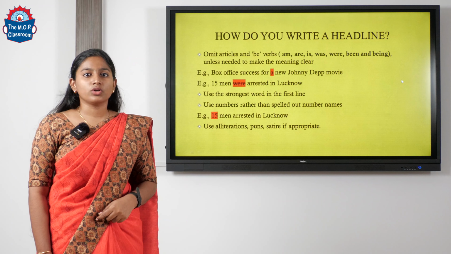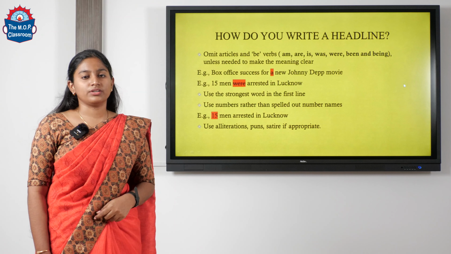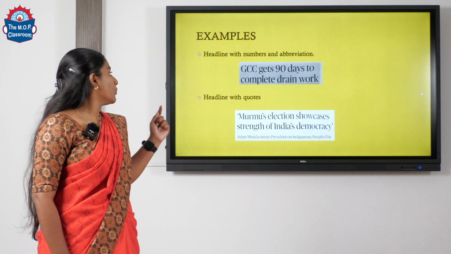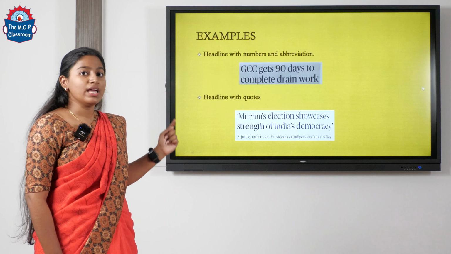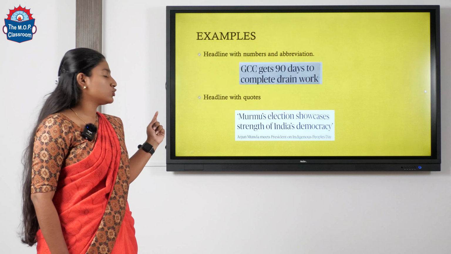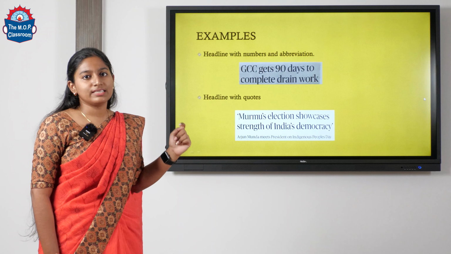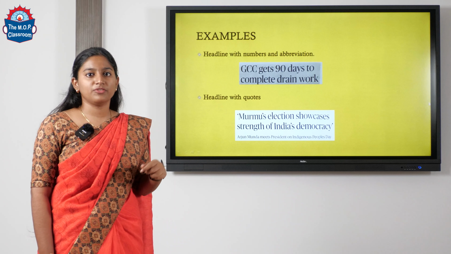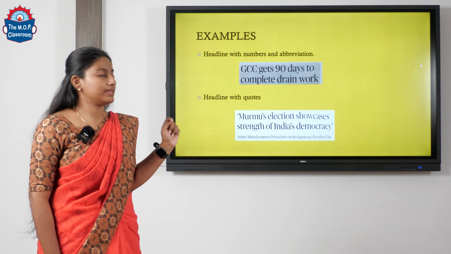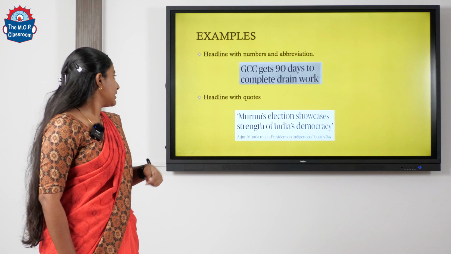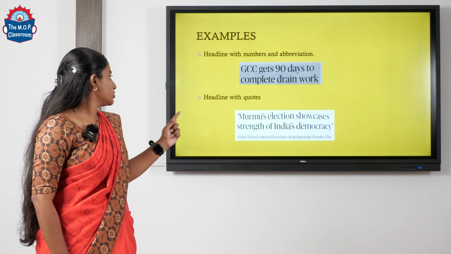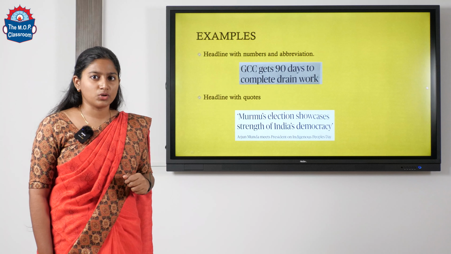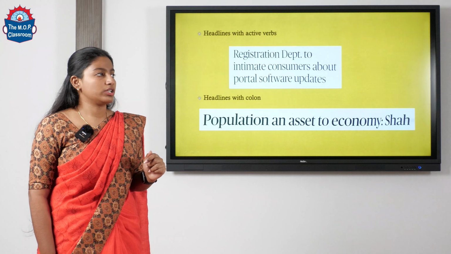Now let's take a look at the various examples of these different types of headline. First, we have an example of a headline with numbers and abbreviation. GCC gets 90 days to complete drain work. Here GCC is an abbreviation of Greater Chennai Corporation, and instead of writing the number name, we have used the number 90. And an example of headline with quotes is Murmu's election showcases strength of India's democracy. So instead of using double quotation, here we have used single quotation.